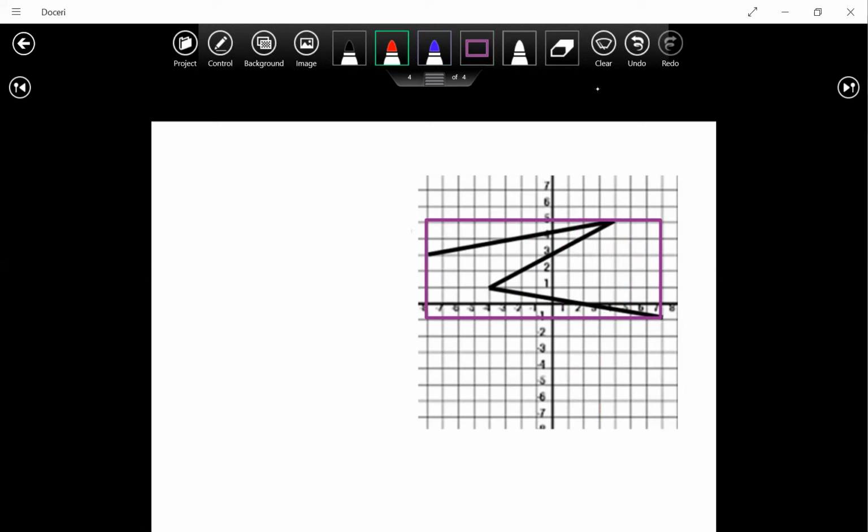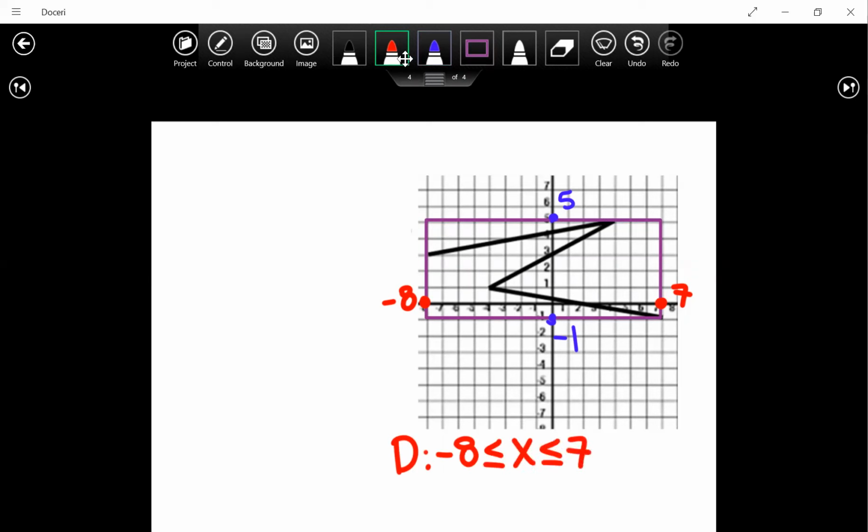The farthest left point is -8 for my x. Farthest right point is 7. Going up on top, this is going to be 5. The bottom will be -1. Keep that in mind as we do these. The inequality we're going to use is the following. Our domain is -8 less than or equal to x, which is less than or equal to 7.